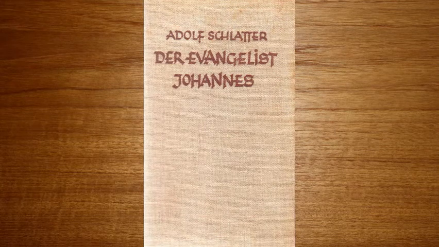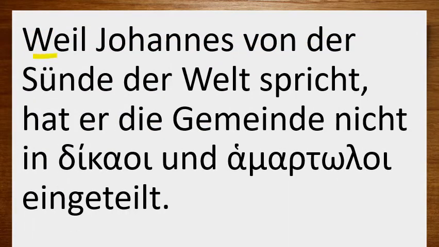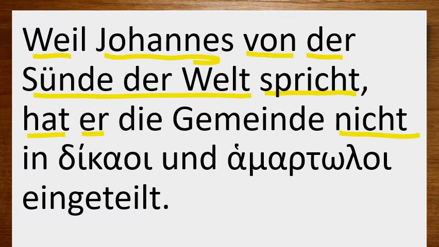We're on installment number 11 in this work here, The Evangelist John by Adolf Schlatter, taken from Ziefle's Graded Reader. Because, or you might even say since here, because John speaks about or concerning the sin of the world, he has not divided the community into righteous and sinners.